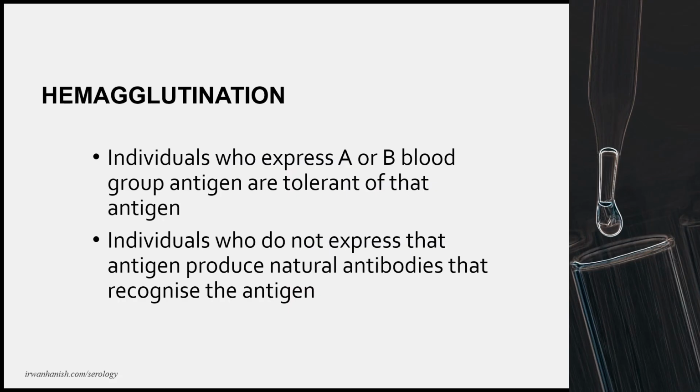All right, let's end this episode with an easy one, hemagglutination. This is the technique you would most likely be familiar with, even if you don't take immunology. We use this technique to identify the ABO blood group. This is extremely useful during a blood transfusion. The principle behind it is that people who express A or B blood group antigens are tolerant to those antigens, and individuals who don't, they produce antibodies that attack those antigens.